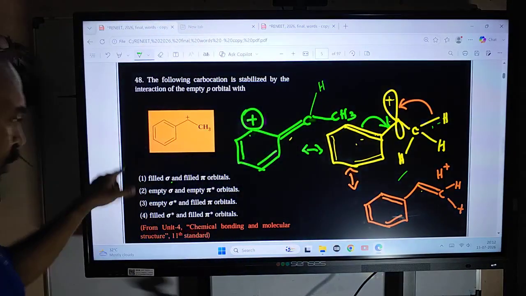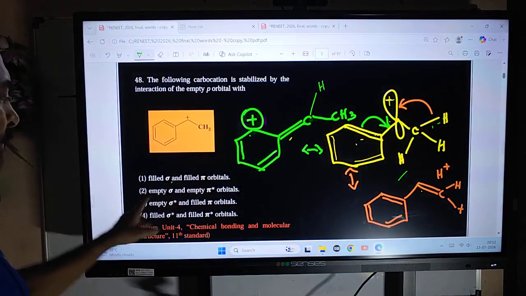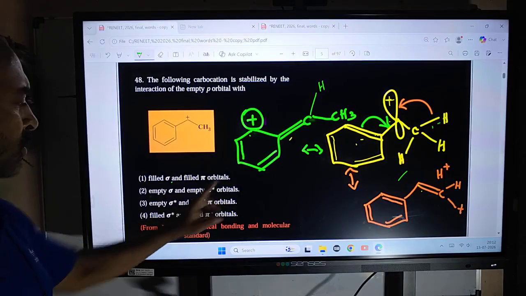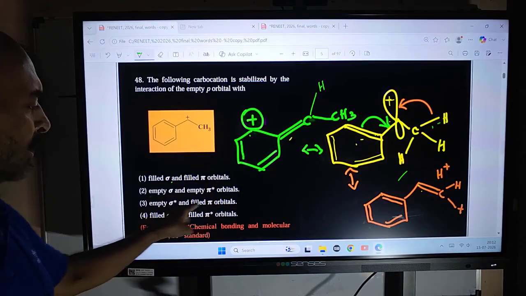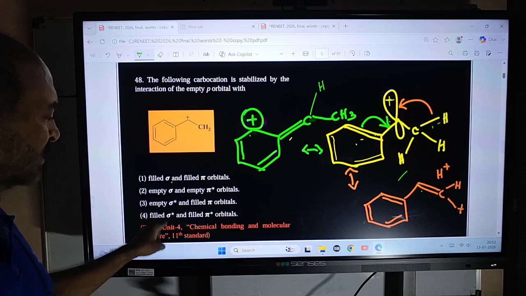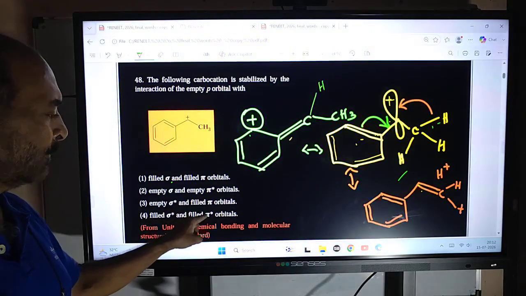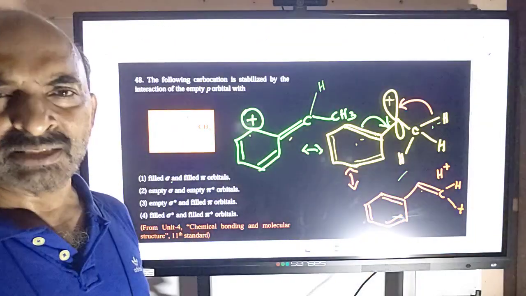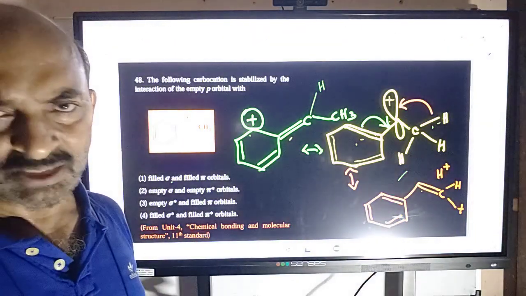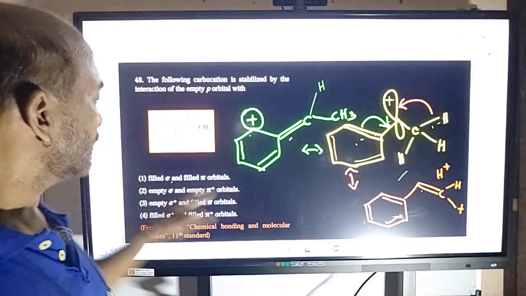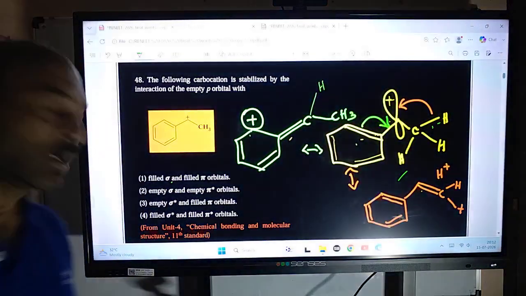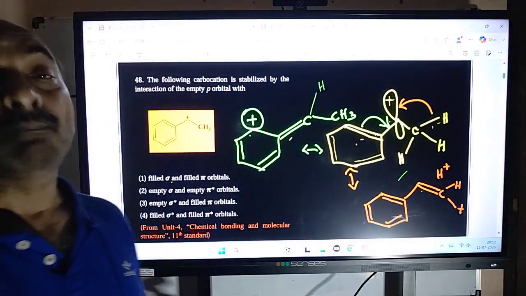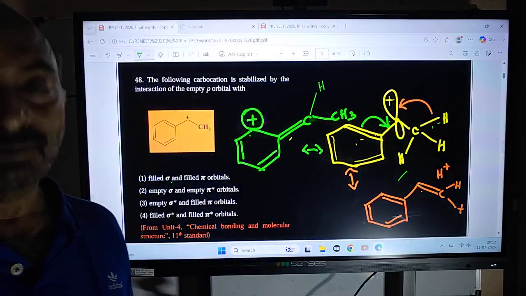So what are the options given? Filled sigma and filled pi orbital; empty sigma and empty pi star orbital; empty pi, sigma star and a filled pi orbital; filled sigma star and a filled pi star orbital. Here the pi star and sigma star antibonding orbitals don't come into our explanation or picture. So our answer, very clearly, is the first one: filled sigma and filled pi orbitals. Okay.